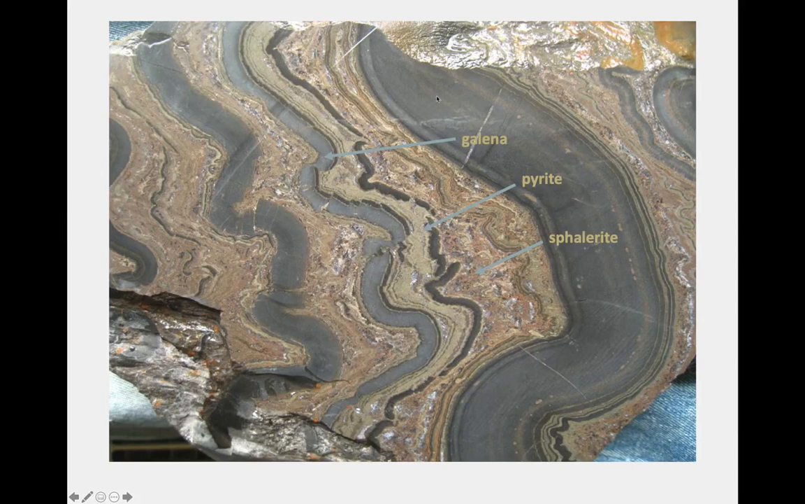Here's a good example of a SEDEX massive sulfide. We have spectacular layers of galena, pyrite, and sphalerite: lead sulfide, iron sulfide, and zinc sulfide. And in this case, it's deformed. Potentially, some of this might be related to soft sediment deformation or just later compression or other forms of tectonic deformation.